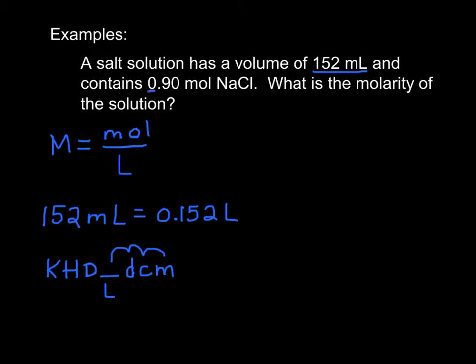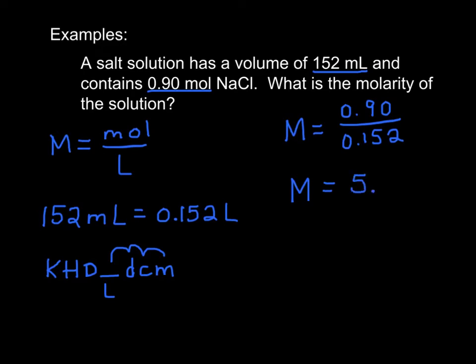We're given the moles in the question, so now all we need to do is plug in our numbers. Molarity is equal to moles divided by liters. We need to keep 2 sig figs here because of the 0.90, and that gives us 5.9. So when you write your final answer, you write 5.9 with a capital M at the end, and that stands for molarity.